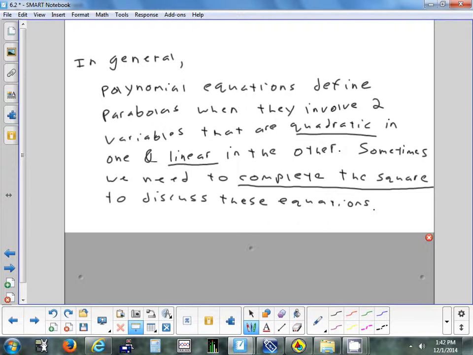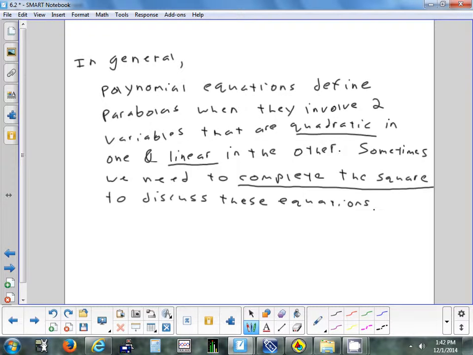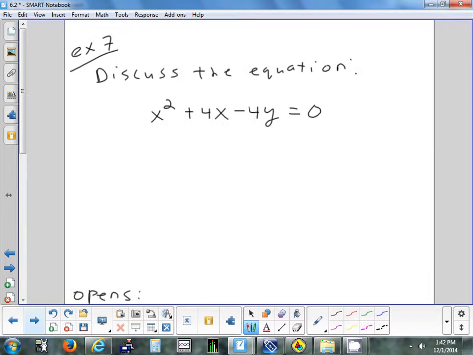Anybody remember doing that from Algebra 2, completing the square? A couple people? Okay. So we'll go through an example. I'm not really going to teach a whole lesson on it. Hopefully people remember it, but we'll see. And so here's an equation that's a parabola. Problem is we can't discuss it. It doesn't match up with any of the ones in the table. So we're going to complete the square.